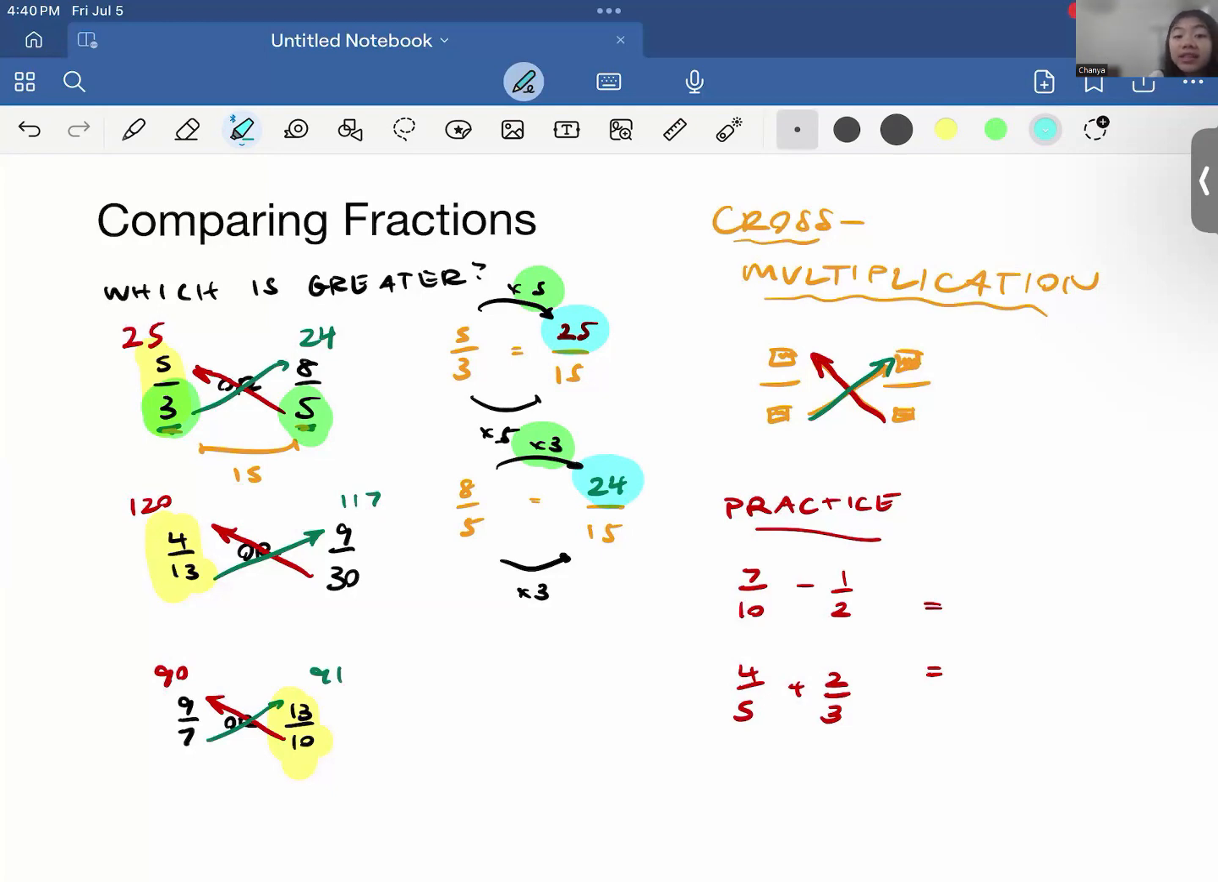And so when you're comparing 25 over 15 and 24 over 15, both of which are equivalent to your original fractions, you only have to look at the numerator. You don't have to look at the denominator because they have the same denominator. You don't have to consider that. So this is why this cross multiplication method, or sometimes other people call it the butterfly method, works.